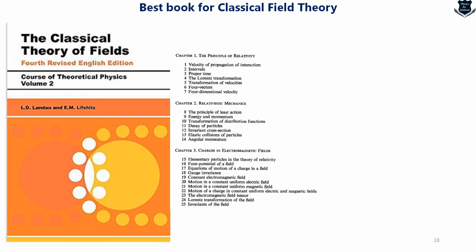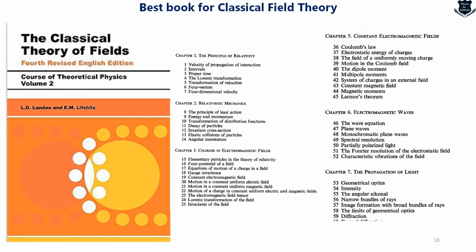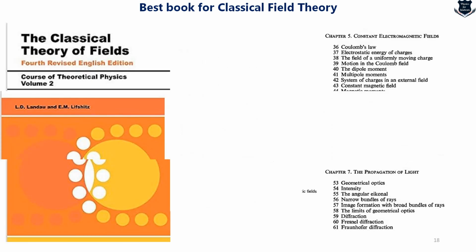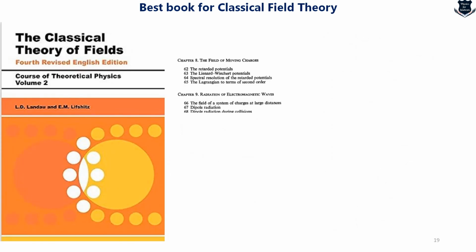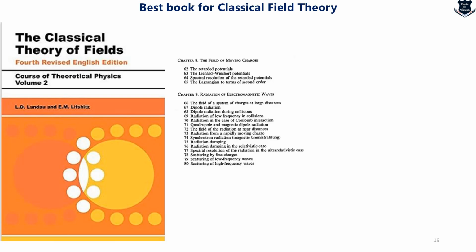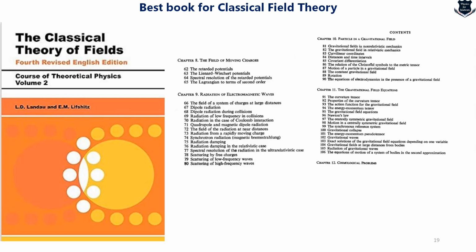Here you can see I have given a snapshot of the table of contents. It starts with the principle of relativity, then relativistic mechanics, then the charge in electromagnetic fields, and so on. It further goes into electromagnetic waves, propagation of light, and so on. You can pause and read what contents have been covered. It is an amazing book. Quite mathematically dense, but I think this is a very good book to start with, and it concludes with cosmological problems including the redshift, gravitational stability of an isotropic universe, and so on.